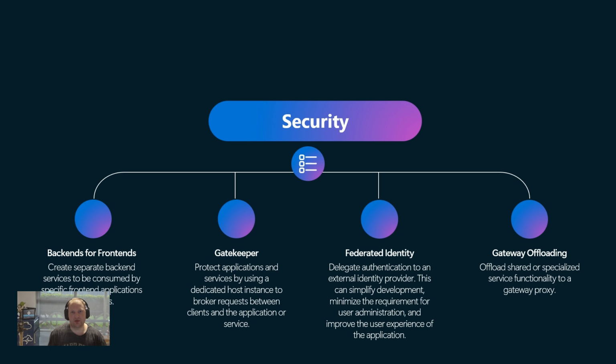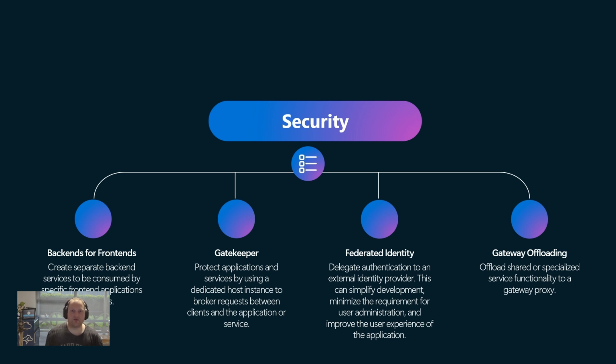So as we continually evolve in our digital age, ensuring robust security mechanisms is paramount. The four security patterns we will discuss today are backends for front ends, gatekeeper, federated identity, and gateway offloading. So we're going to dive into the backends for front-ends pattern.